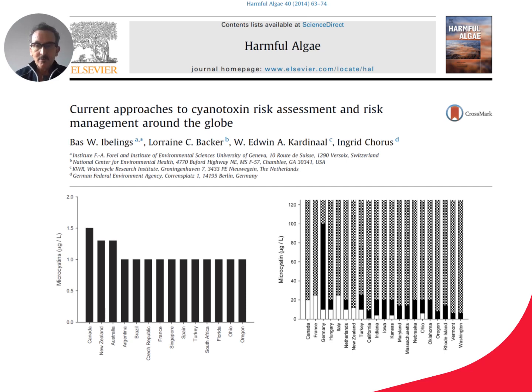Later on, in particular working with Ingrid, I started to become interested in the risks for humans. What you can see in this paper that we published in 2014, we compare guideline values between different countries on different continents. And on the left, the black bars, you can see that the guideline value used to decide safe levels of microcystin in drinking water doesn't vary very much. It's based on the same derivation of the guideline value that we will go through.